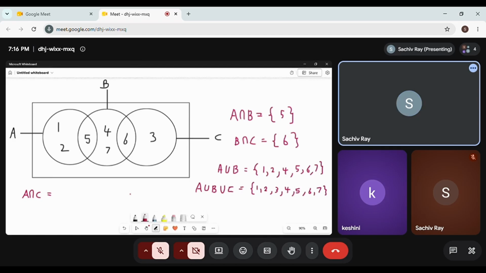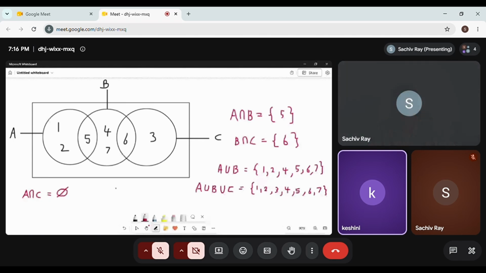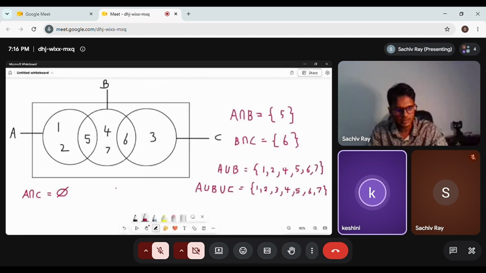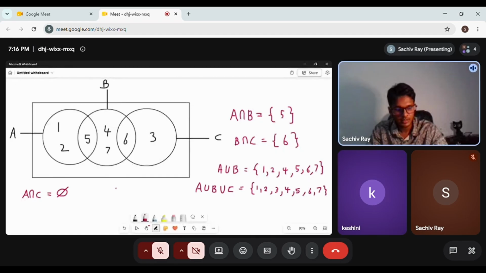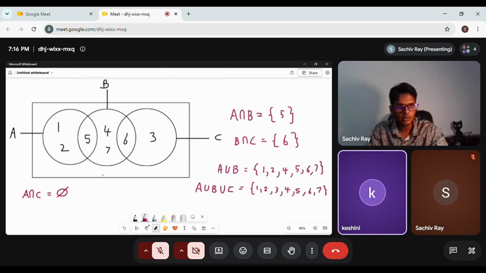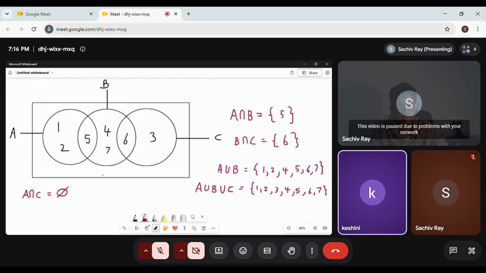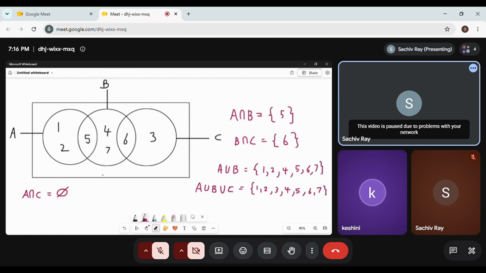What is a null set? It means there is no element for that. It's not a valid set. So here A and C, A intersect C, they have no elements. If you take A union C, there are elements. That will be 1, 2, 3, 6.